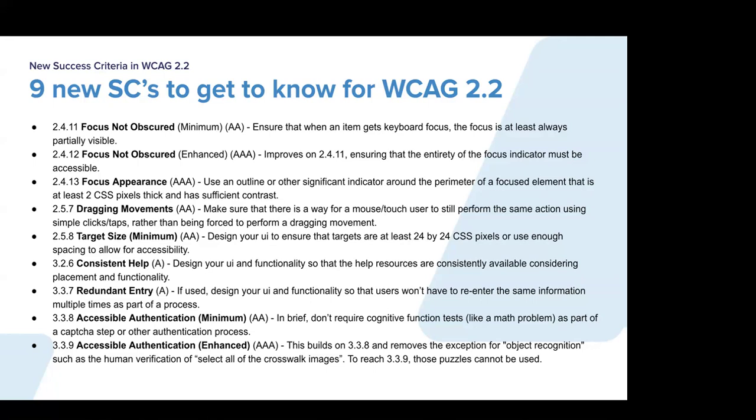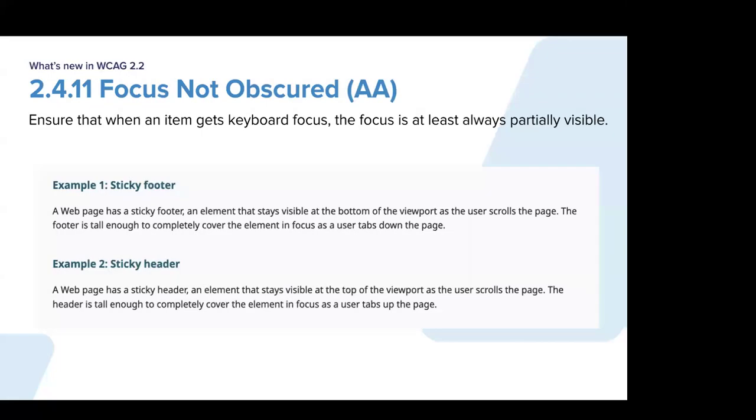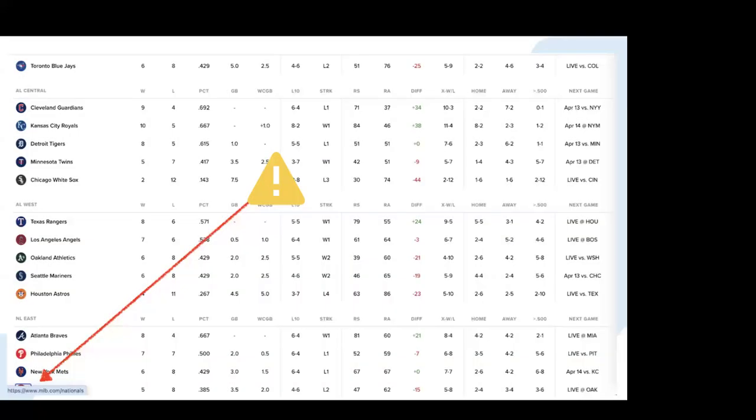So we have these 9 new success criteria for 2.2. Let's look at a couple of examples for each one. 2.4.11 is called Focus Not Obscured, and this is the AA criterion. It ensures that when an item gets keyboard focus, so if a user is tabbing through your site, the focus is at least always partially visible. So this is a flag here.